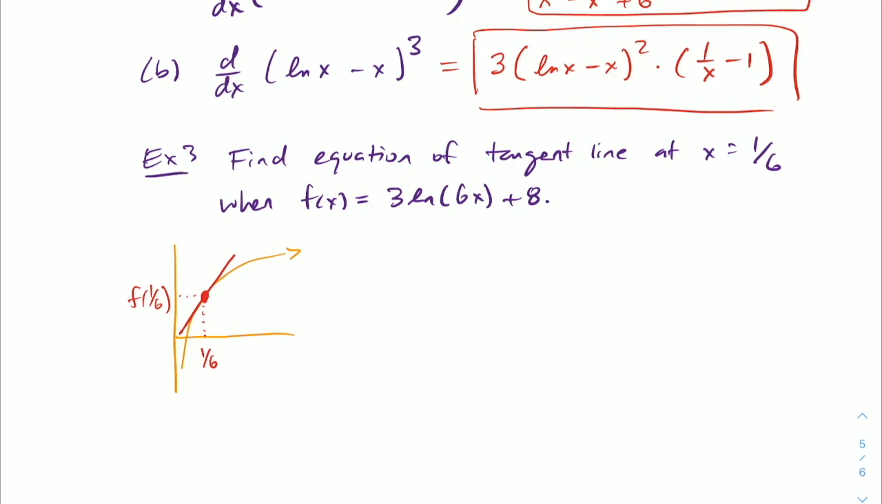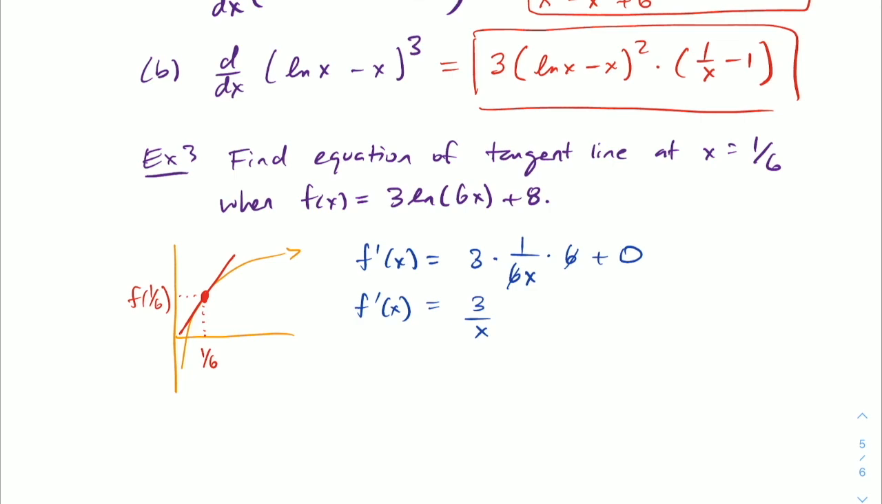So let's start by taking the derivative. So the derivative of this function is 3 times 1 over 6x, derivative of the outside leaving the 6x alone, and then times again the derivative of 6x, which is 6, plus 0. Derivative of 8 is 0. Simplifying this a little bit, the 6's cancel, and we'll be left with 3 over x. So the derivative of this function is 3 over x.